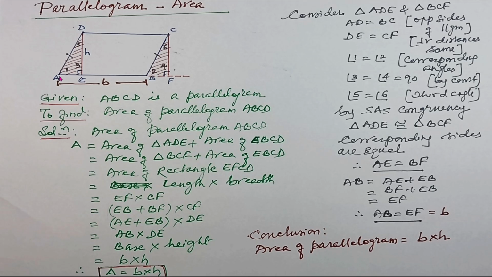Now, what is AB? AB is the base of the parallelogram. If I take the base of the parallelogram as B and the perpendicular DE as H, then it is base into height, that is base is B, height is H. Therefore, it is B into H. Therefore, the area of the parallelogram is base of the parallelogram into its height. So that is the formula to find out the area of a parallelogram.